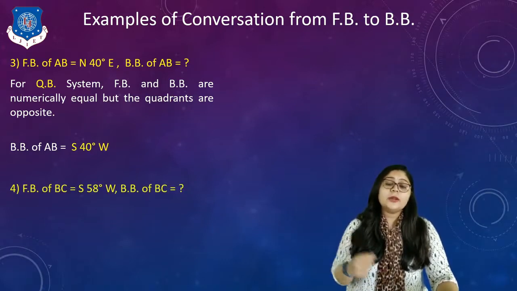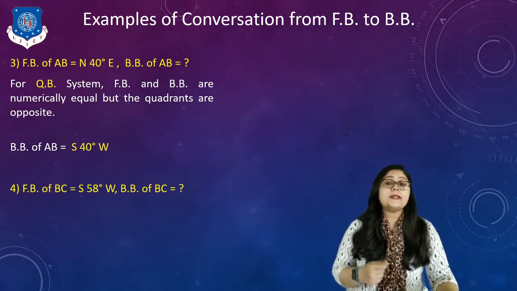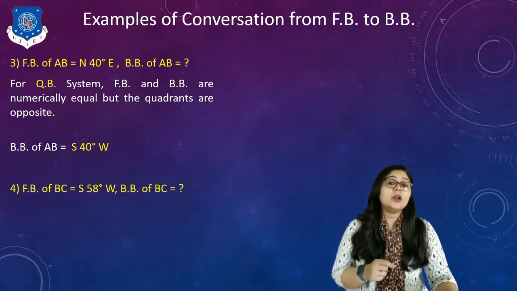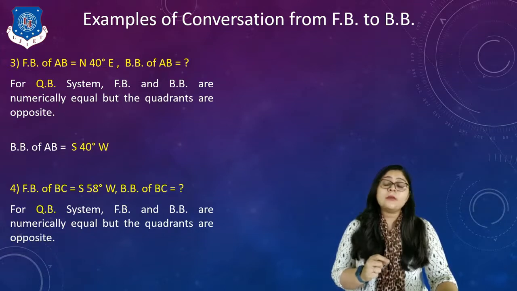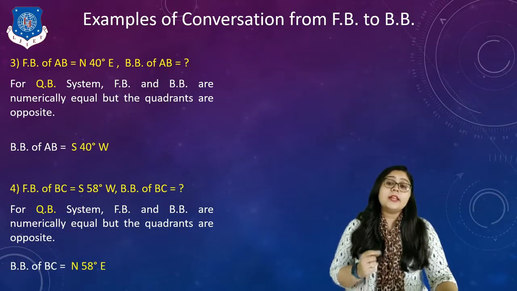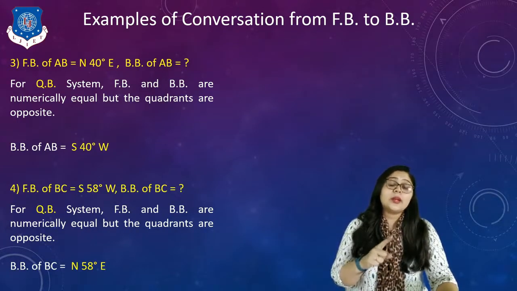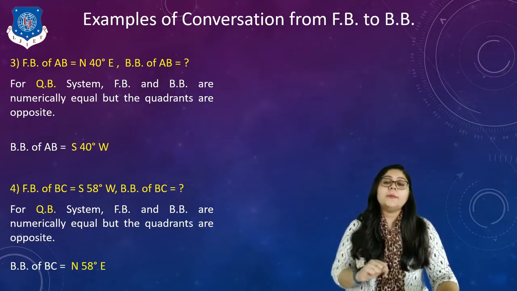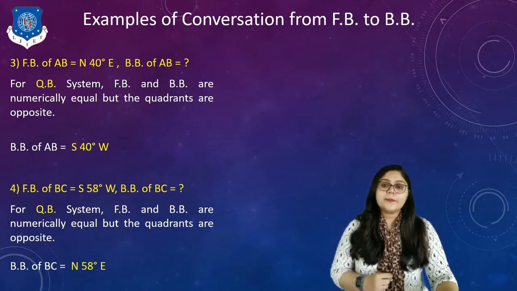In the fourth example, you can see forebearing of line BC is south 58 degree west. It means back bearing of BC, again the values are same, quadrants are opposite. It means the opposite quadrant, the first quadrant, north 58 degree east. So that is the example for the quadrantal system, right?